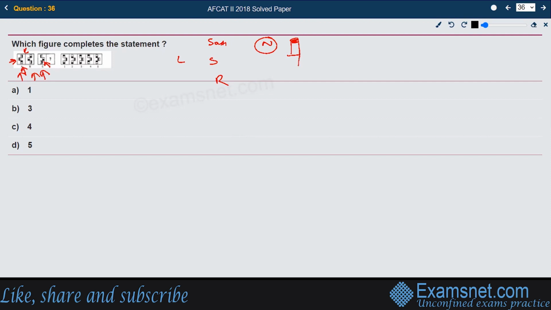That means this part should be filled. If you look closely, this part should be filled. So it should be shifted to the right side, and the bottom one should be shifted to the south side. This bottom one should be shifted to the south side. So the next one should look like this. The filled part should be at the south side. So north side, right side, or we can call it east side, and the south side. This is how the filling should happen, and that is happening in which figure? That is happening in option number 1 itself. The north side is filled, the right side is filled, and the south side is filled. So that is the right answer, option A.